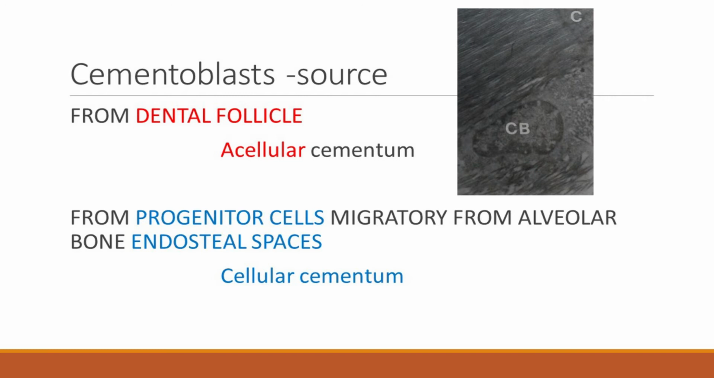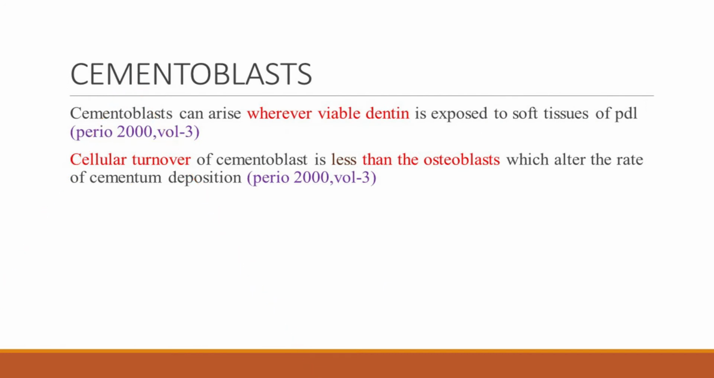To be precise, the acellular cementum is from the dental follicle and the cellular cementum is from the progenitor cells from the endosteal space. Whenever a viable dentin is exposed to the soft tissues of the periodontal ligament, the cementoblast can arise in that particular area for the cementum deposition.